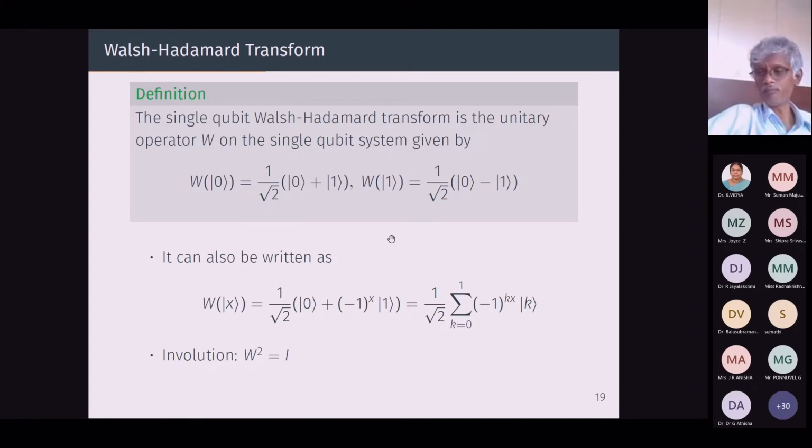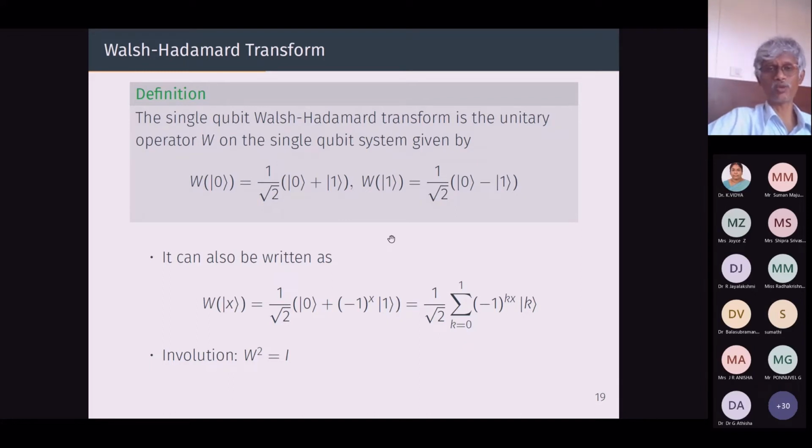So the main hero of this entire story is the Walsh-Hadamard transform. This is going to come time and again. So I just want to define the single-qubit Walsh-Hadamard transform. The usual way it is defined is that it is a unitary operator W operating on a single-qubit system, given by this. Recall that ket |0> was the column vector (1, 0). So it takes this (1, 0) vector to 1 by square root of 2 times (ket |0> plus ket |1>).